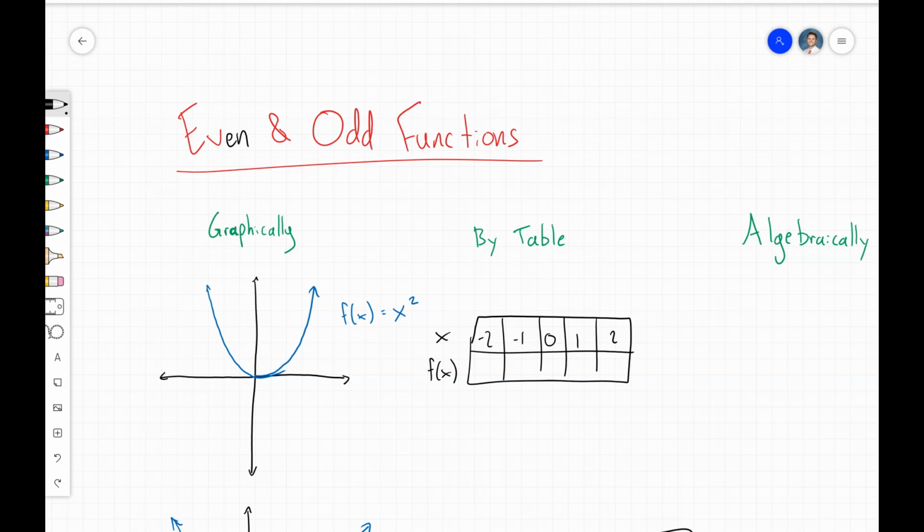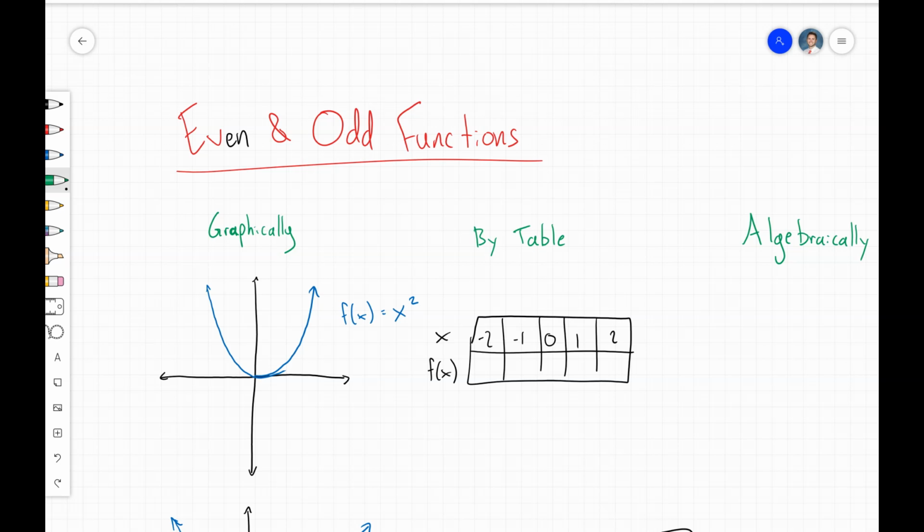The first would be graphically. We could also do it using a table of values, or coordinates. And then finally, algebraically, which is kind of what we're learning, but is kind of the trickiest to understand. So I want to save that for last.